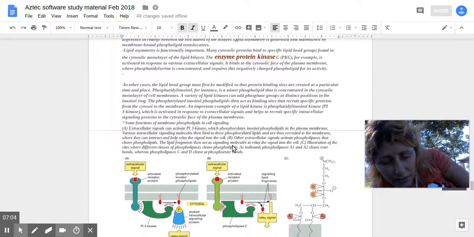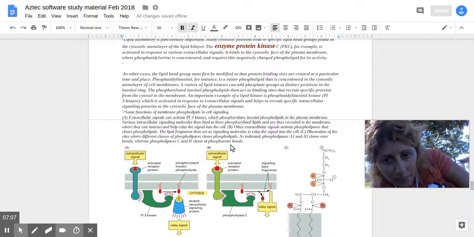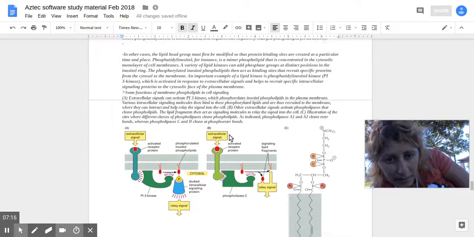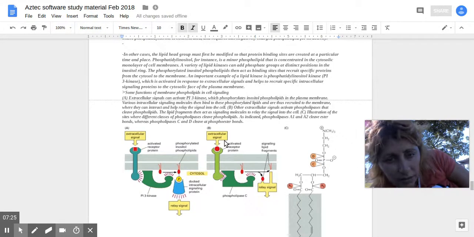Extracellular signals activate enzymes such as PI3 kinase, phosphatidylinositol kinase, which phosphorylates inositol phospholipids in the plasma membrane. Various intracellular signaling molecules bind to these phosphorylated lipids, so from inside the cell, and are recruited to the membrane where they interact and help relay the signal into the cell from the outer extracellular space.